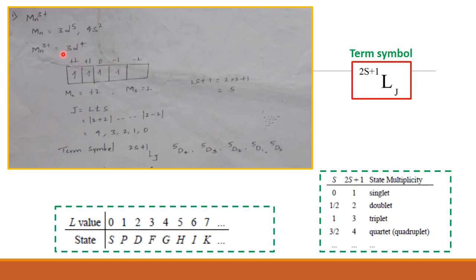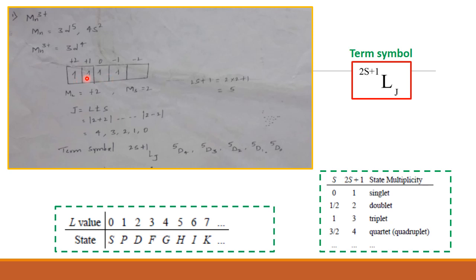You should sum all the values here: plus 2, plus 1 is 3, plus 0 is 3, minus 1 is 2. So the ML value, when summing all these values, is equal to plus 2. And MS, the resultant spin, is equal to 2, because plus up, plus up, plus up, and plus up total to 2.